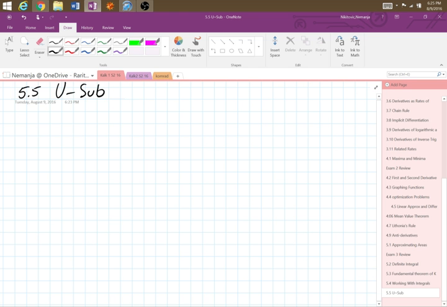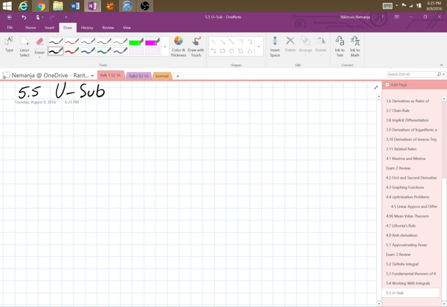U substitution. The substitution rule has many names. Very important rule. You're going to technically use this on every single problem in Calculus 2, a lot in Calculus 3, again, differential equations. So this one is extremely, extremely important.